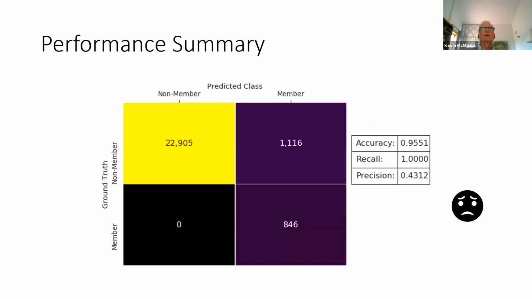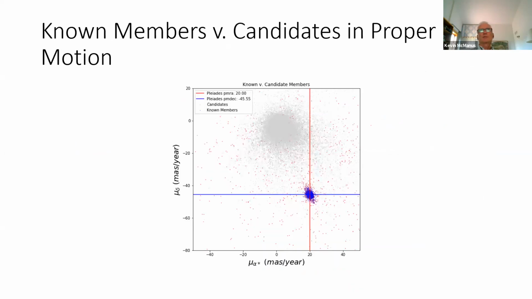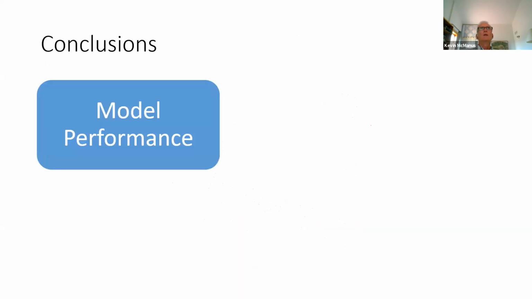We're almost done. Okay. So here's a picture of what's wrong with the model. The blue dots are the members from the known member list, and you can see that they plot right over top of our cluster group number two, which are the red dots. But you'll see in addition that the red dots are scattered all over the place in proper motion, right ascension, and declination. So that's the problem that's got to be fixed with this model.